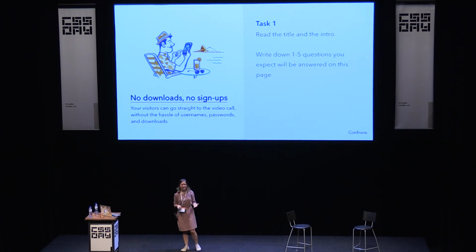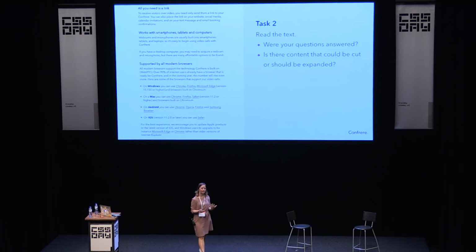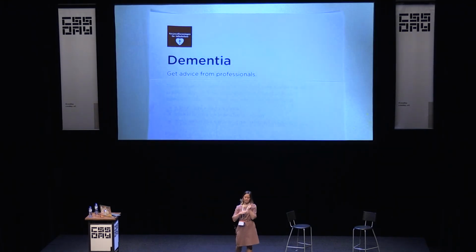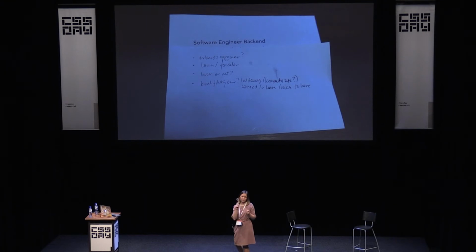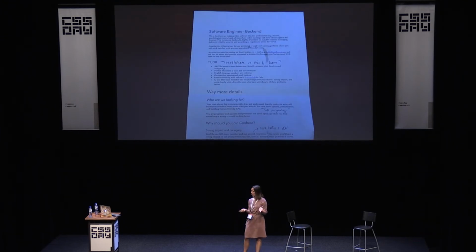Next task would be, I would tell you to then read the text and see whether your questions were answered. Is there content that could be cut or expanded? So one thing is to do this digitally like this, but even easier is to just take the text that you want to test, print it, and then fold it, so people can see the title and the intro. And then they can write down their questions on the flap. And after they've written down their questions, they get to open it and do the notes.